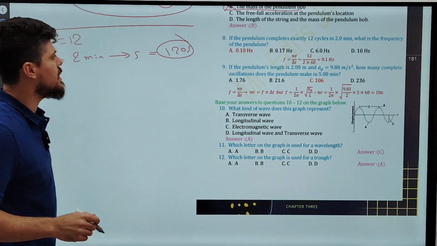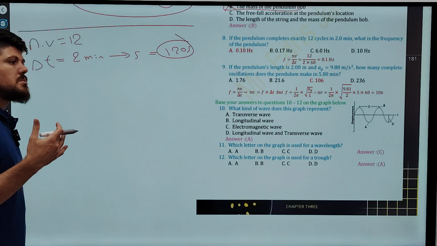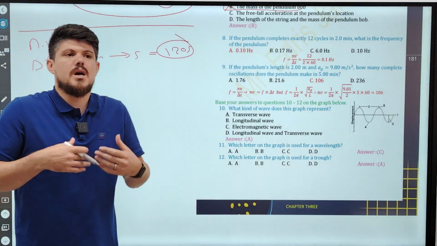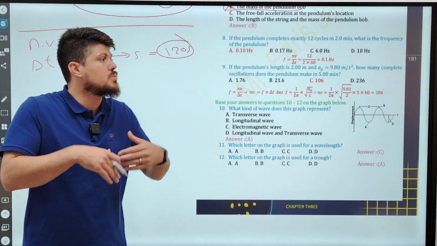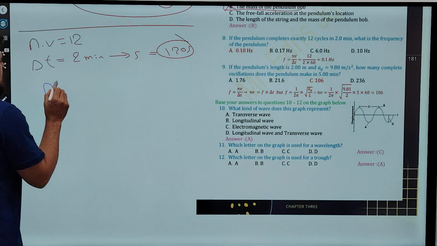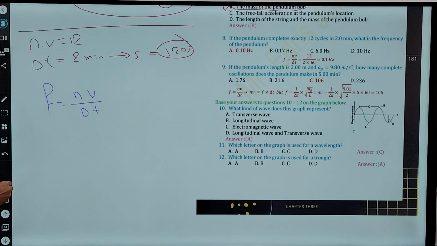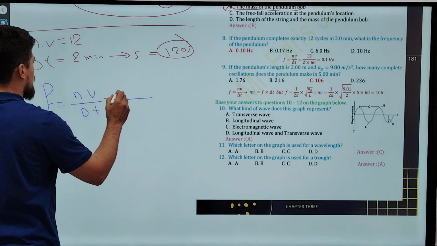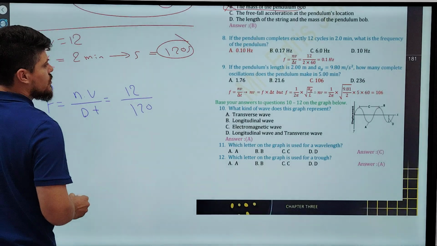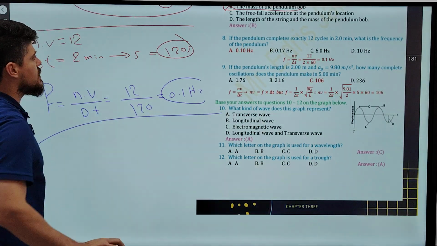What is the frequency of the pendulum? We cannot use 1 over 2 pi square root of g over L, because we don't have L in this question. And we cannot say frequency is equal to 1 over period, because we don't have the period. So you have to use this equation: frequency is equal to number of vibrations over time interval. If the number of vibrations is given, use this equation. How many cycles do we have? 12 divided by 120 is equal to 0.1 hertz. Okay, this is question 8.